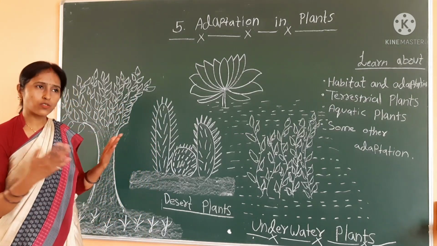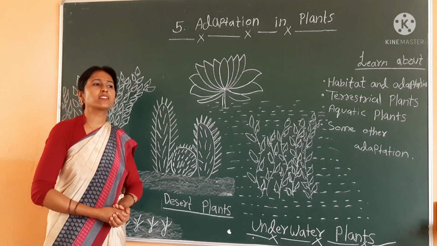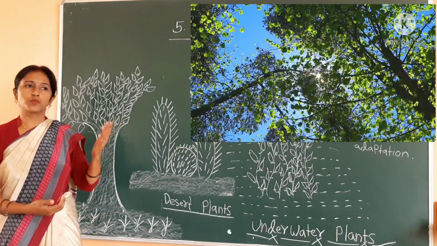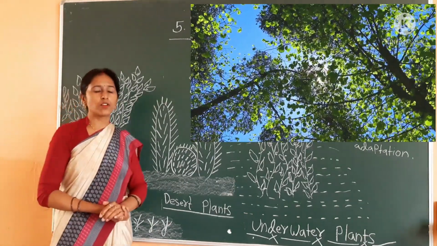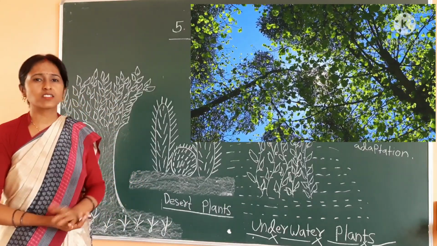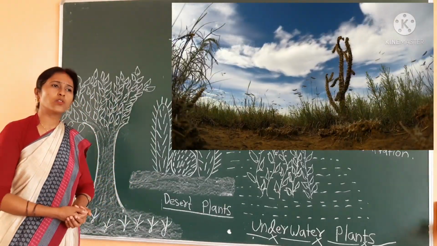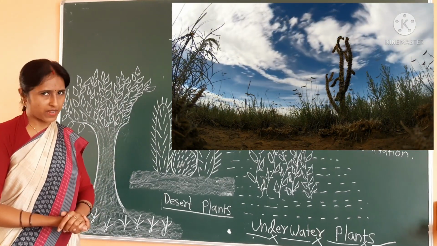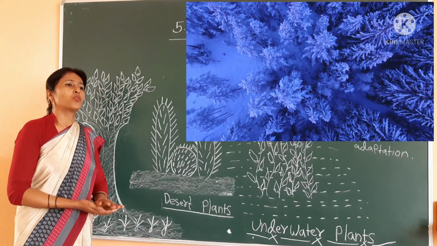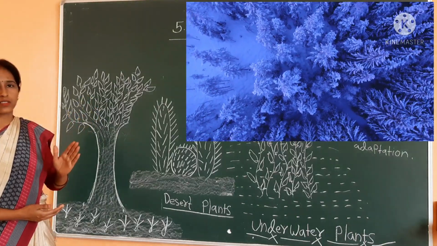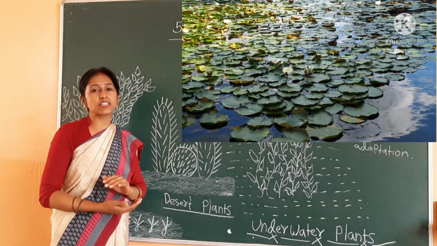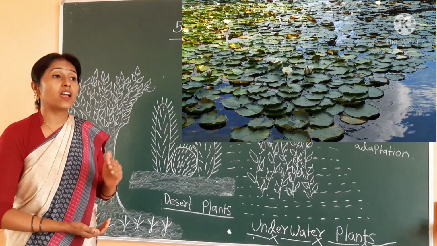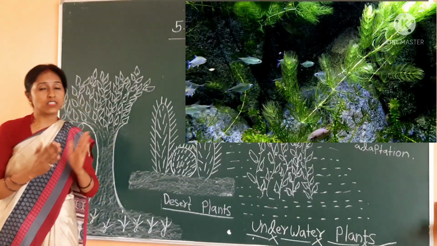We see lots of plants in our surroundings. Some grow on plains, some on mountains, deserts, and underwater also. So on the basis of all this adaptation, we categorize our plants. So there are two words, habitat as well as adaptation. What is the difference between both these words?